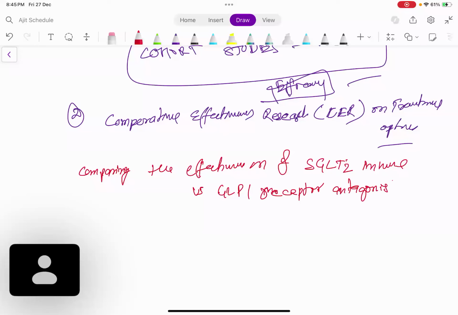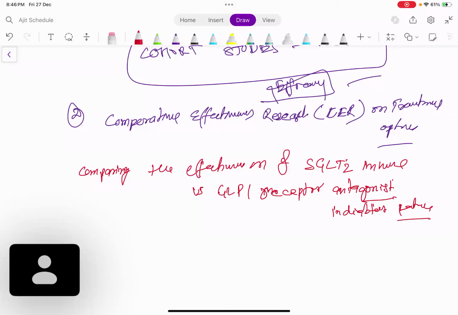Do you know what these drugs are? Can you give me one example of an SGLT2 inhibitor and one GLP-1 drug in diabetes patients? This is a CER study, comparing the effectiveness of SGLT2 inhibitors versus GLP-1 receptor antagonist in the type 2 diabetes population. Can someone tell me one example of both, guys, fast? Empagliflozin is what? SGLT2 or GLP-1?